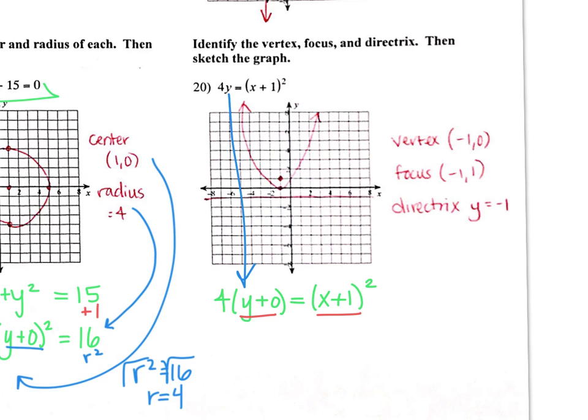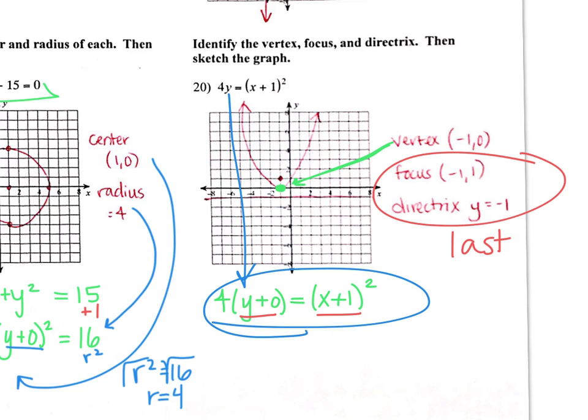So on my graph, the next thing I did with that was I took my vertex and I plotted it on my graph here. There's my vertex. Then I have to think to myself, how is this opening? I cannot answer these until the very last step. So I'm going to go back and look at my equation, and think to myself, how does it open?